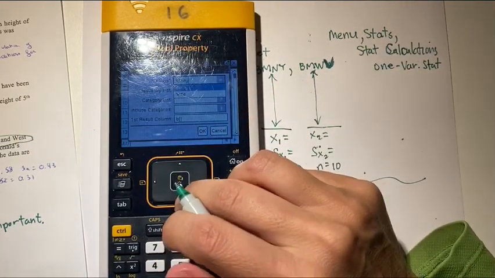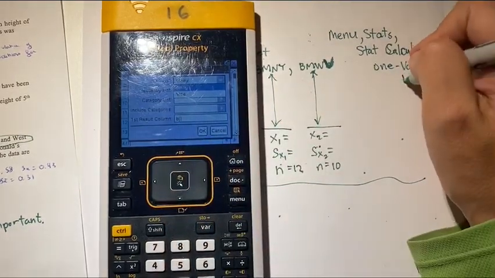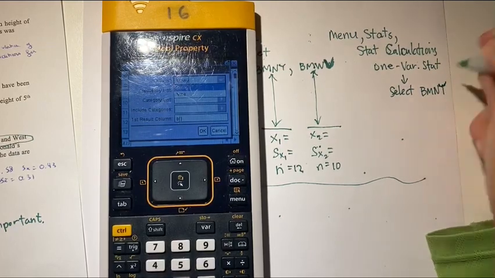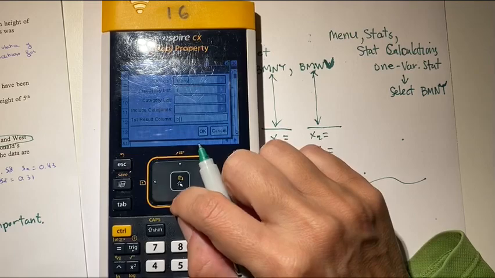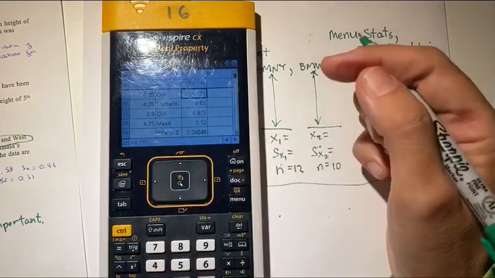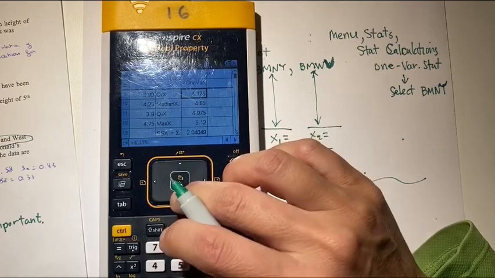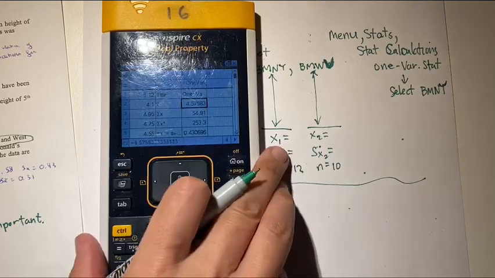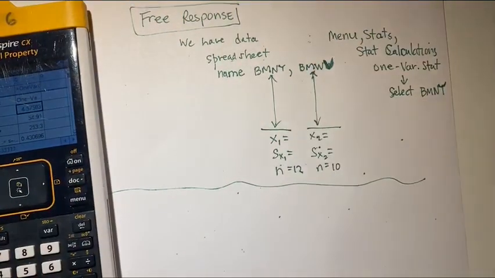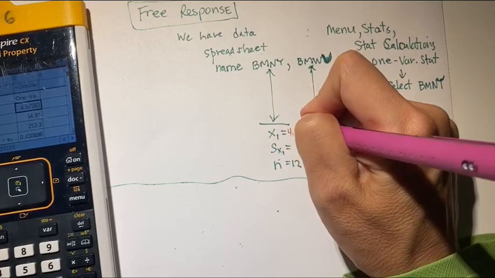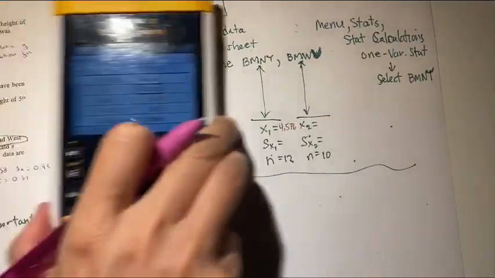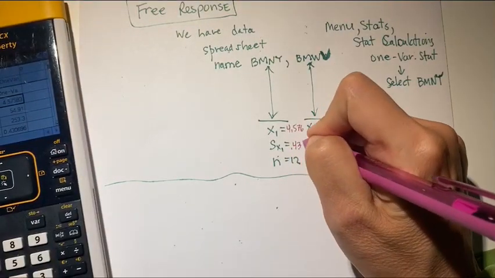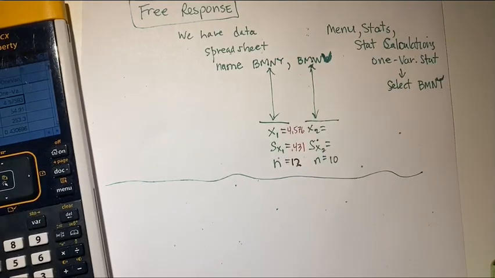And what did I call it? I called it BMNY. I'm going to select BMNY, Big Mac, New York. Do it. All right. Let's go down here, hit OK. And they did this for me. So this is wonderful. If I scroll up a little bit here, it says X bar is 4.576. So I'm going to put that in there, 4.576. My S sub X is right down here, 0.431, 0.431, and N is still 12. That's how many I had in my sample.